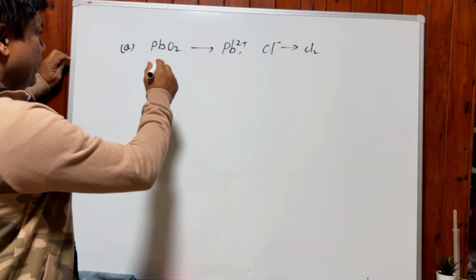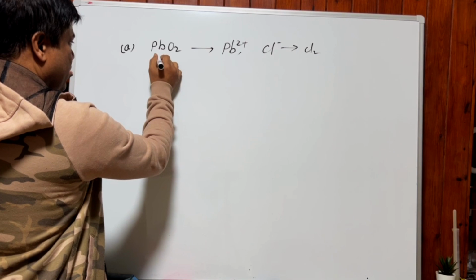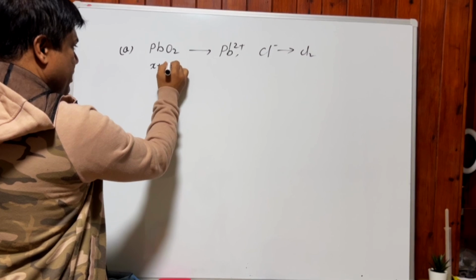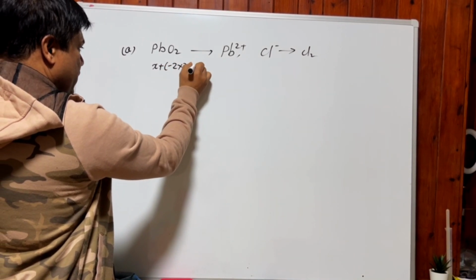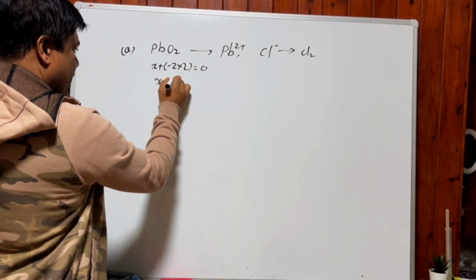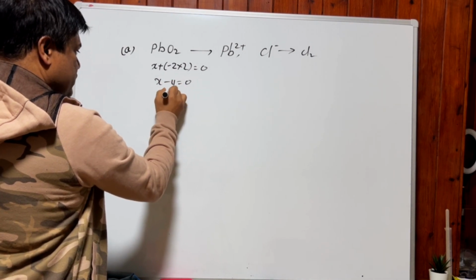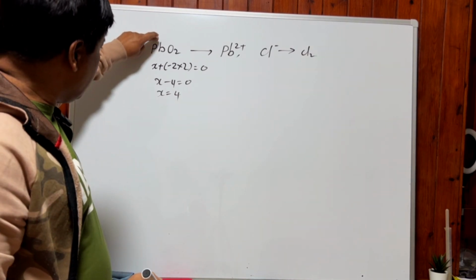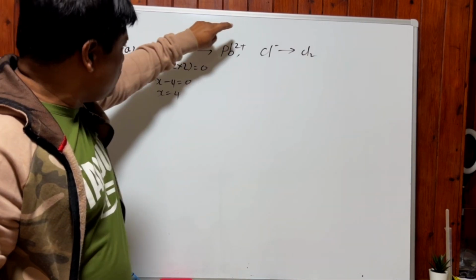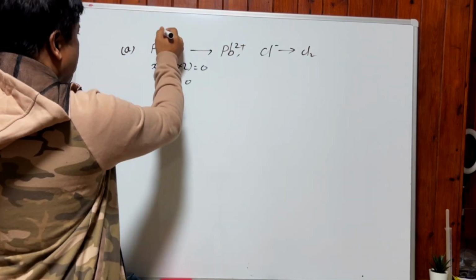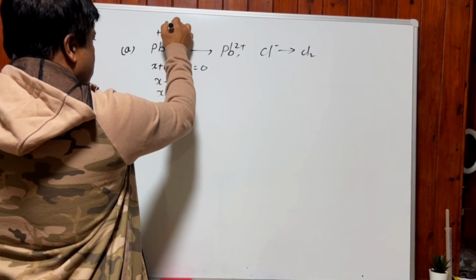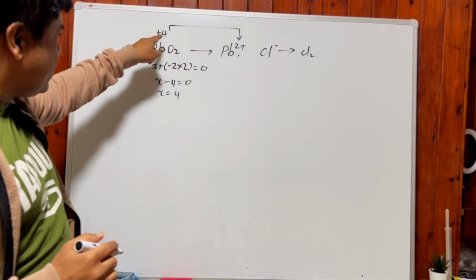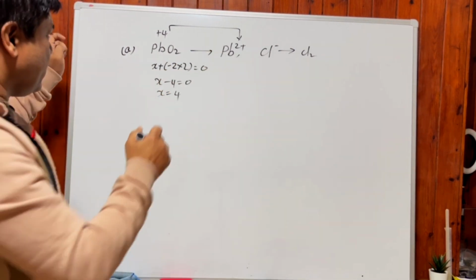Look at that. Here Pb is X, plus oxygen is minus 2 times 2, equals 0. X minus 4 equals 0. So X equals plus 4. So Pb goes from plus 4 to plus 2. So increase or decrease, guys? A decrease in the oxidation number means reduction.